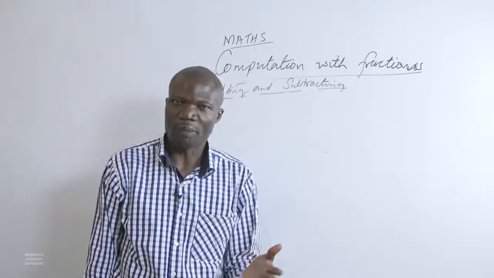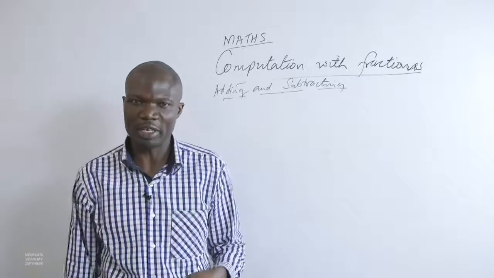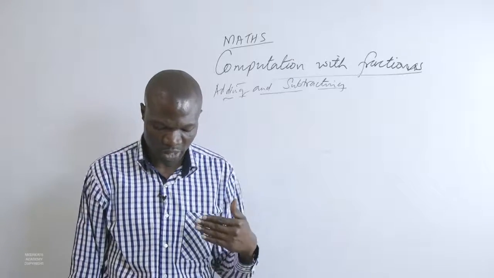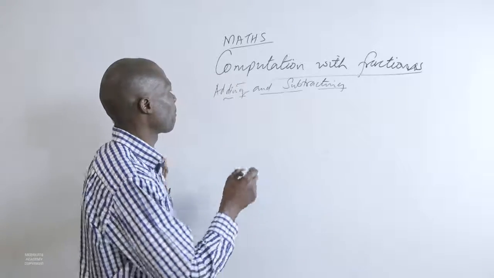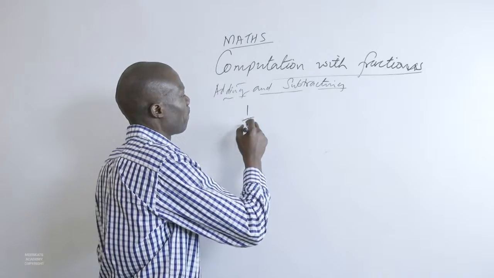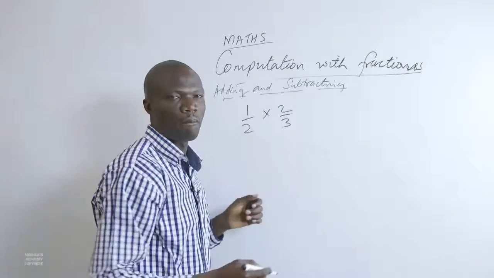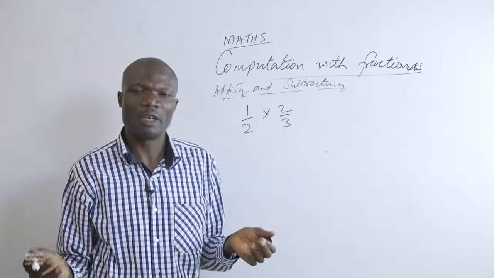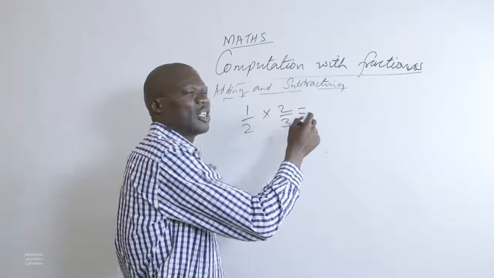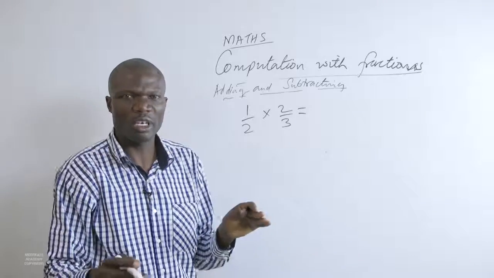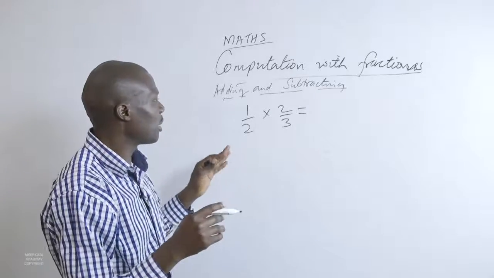Now, what happens when you are multiplying? What happens when you are dividing? So let us look at multiplying of fractions. This is a multiplication. When multiplying fractions, you are allowed to just go ahead and multiply without caring. Multiply the numerator and the denominator like that.